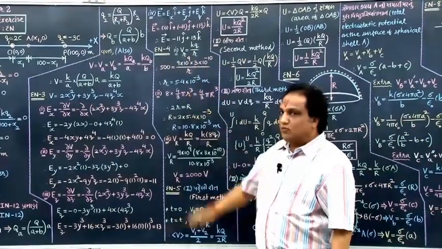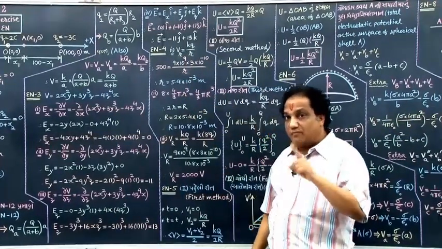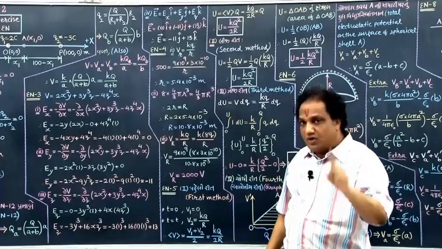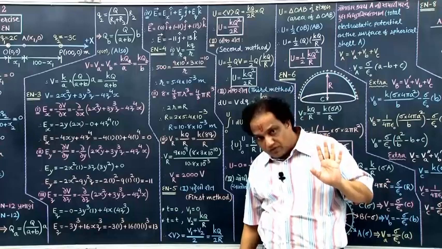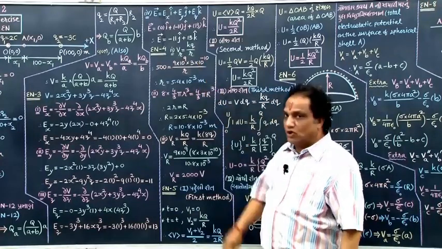What about the small k value? Everybody must have remembered that was the proportionality constant coming in Coulomb's law, 9 into 10 raised to 9 Newton meter square upon Coulomb square, fine. What about small q?